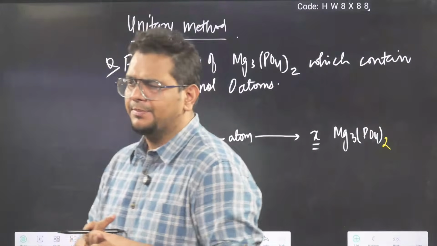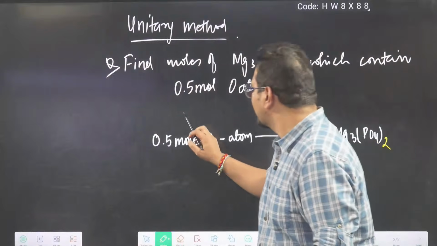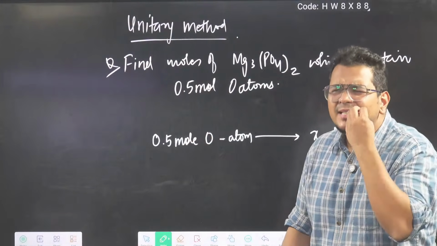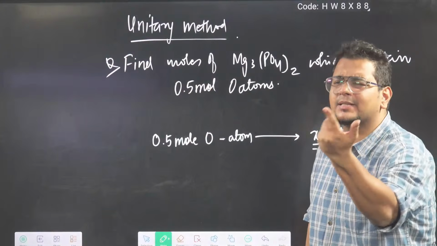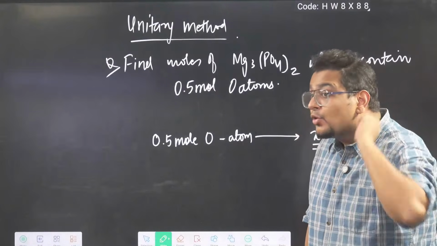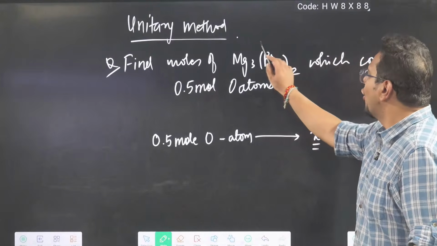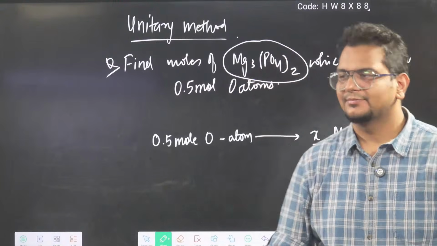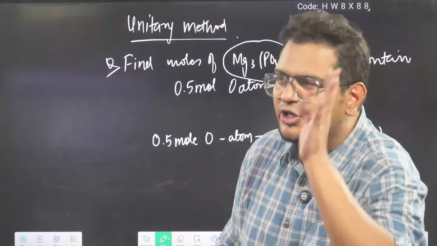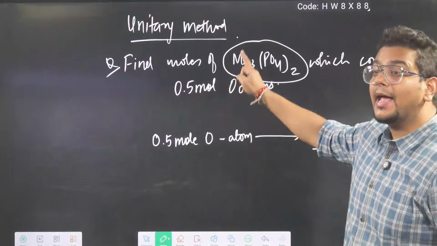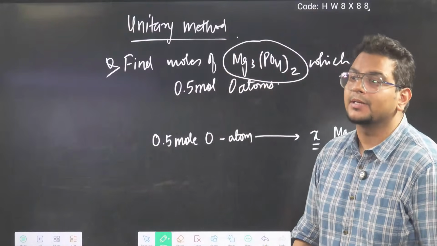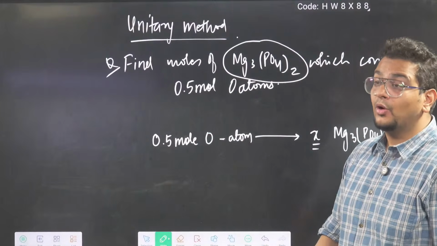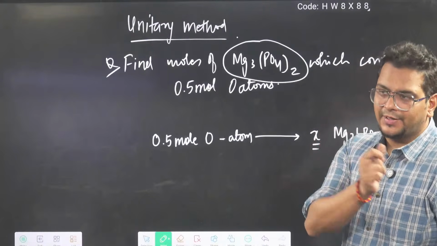2 times number of people, number of hands. Can I say in simple words that one person has 2 hands? The simplest way of the relation will be: one person has 2 hands. Can you tell a similar relation between oxygen atoms and magnesium phosphate? Tell me a similar relation between oxygen atom and magnesium phosphate numbers. How many O? How many magnesium phosphate?